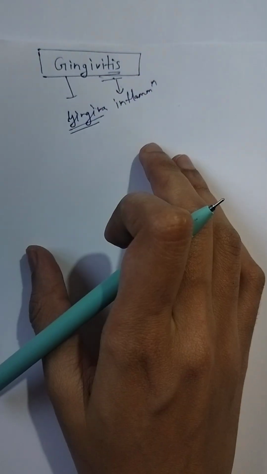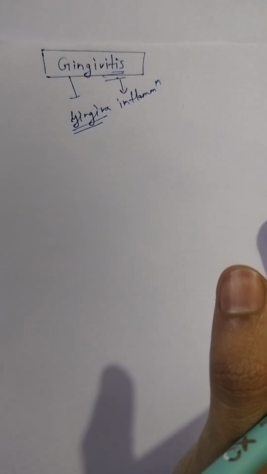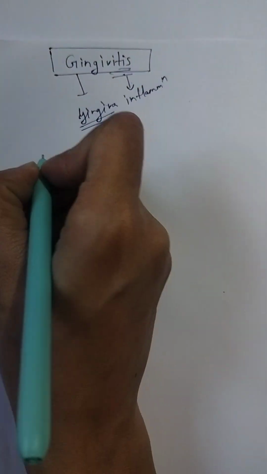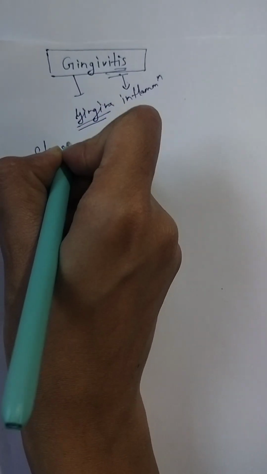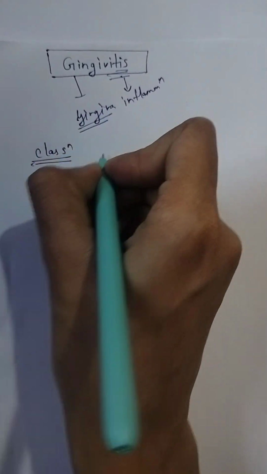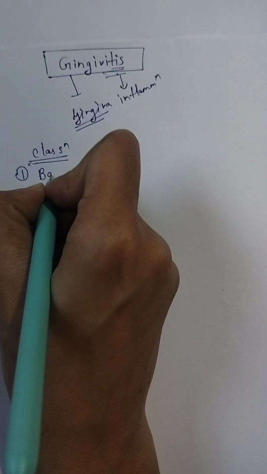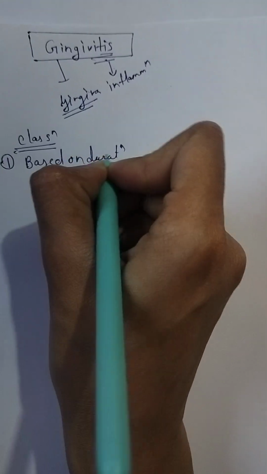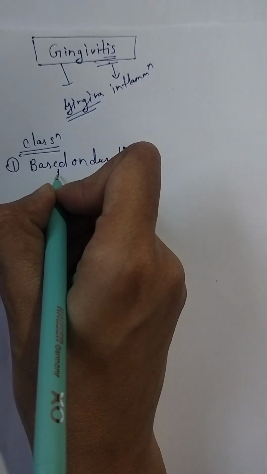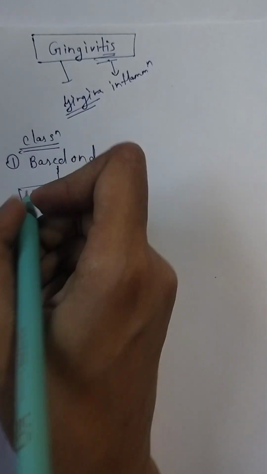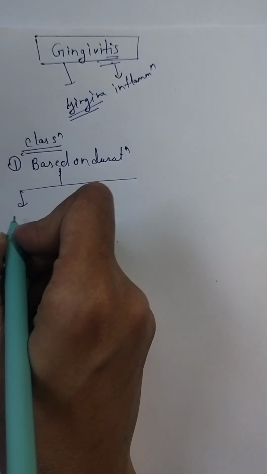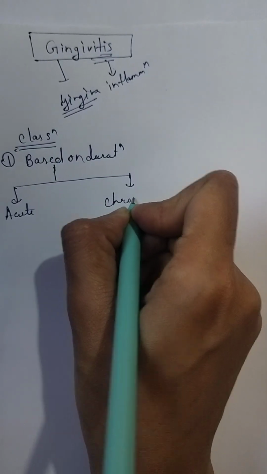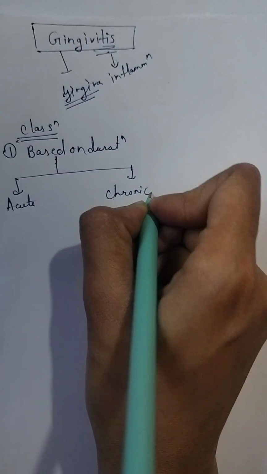Here we have to study the different types of gingivitis, the classification of gingivitis based on the duration. Based on the duration, it is classified into acute gingivitis and chronic gingivitis.